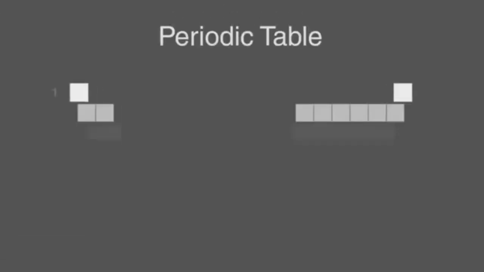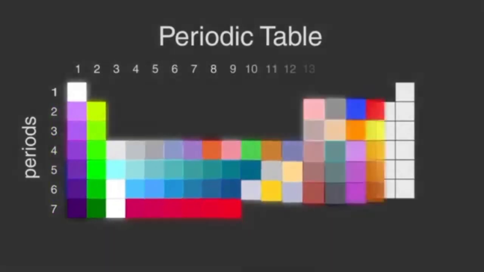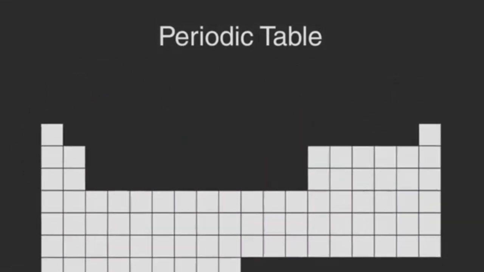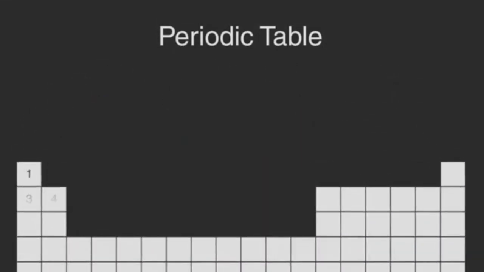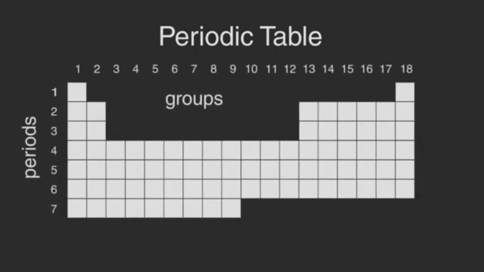The periodic table consists of 7 rows called periods going across and 18 columns called groups going down. The elements in the periodic table are arranged according to their atomic number, which is the number of protons in their nucleus. So, what do the period and the group show?